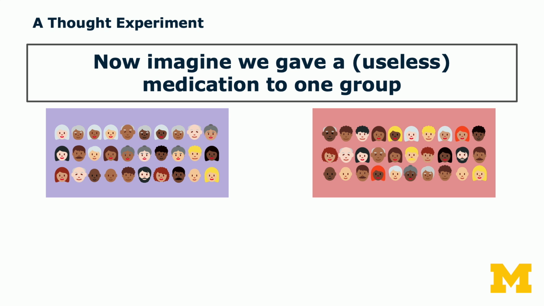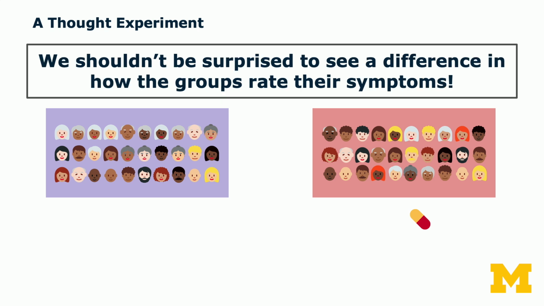So now imagine we were to give a useless medication to one group, right? So this is a medication that does nothing. It's a sugar pill maybe. We give it to this group over here, but not to the other group. We actually shouldn't be surprised to see a difference in how the groups rate their symptoms, right? So now if we saw this difference here, even though this group is lower that has the pill, it has nothing to do with the pill. It's just because when you split groups, they're not going to be perfectly balanced in every way with a finite number of people. It just happens.